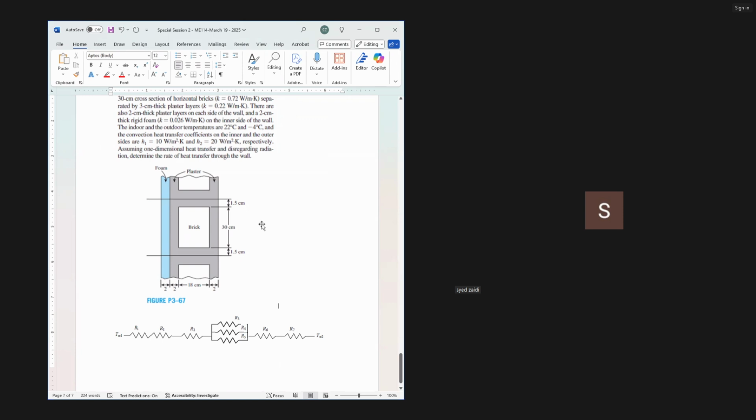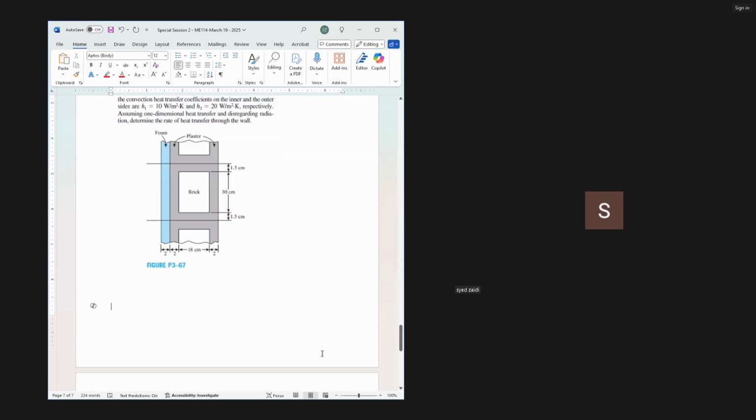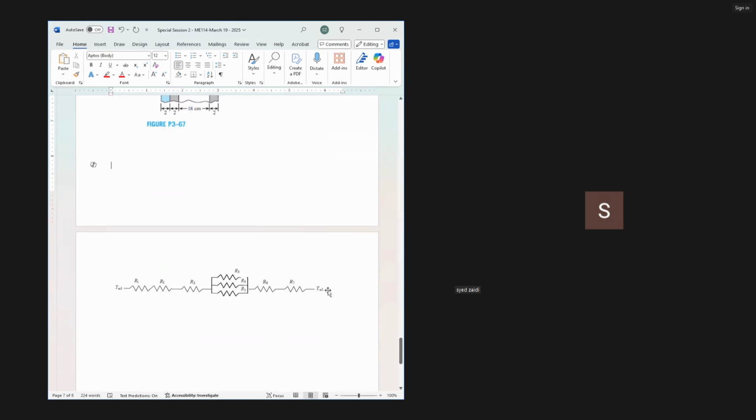22 degrees centigrade, and T infinity 1. So is it clear? Yeah, I understand now. Okay, very good. So now you will see that if that is the case, then you have to calculate all R's. You have to calculate Ri, R1, R2, R3, R4, and then you sum them.